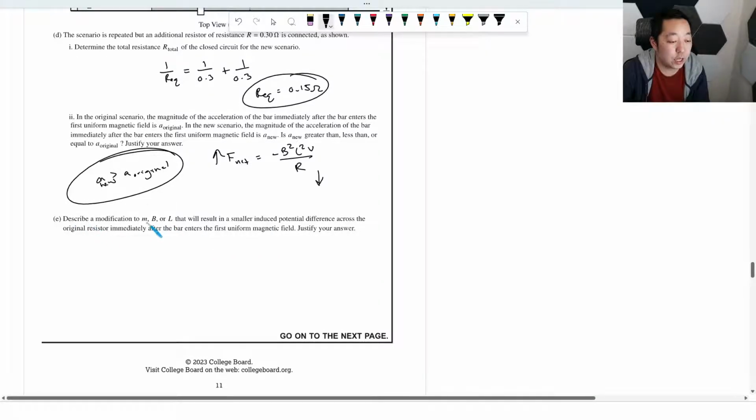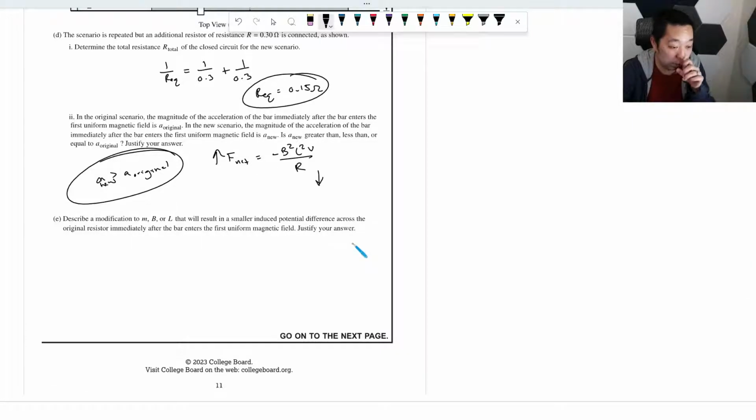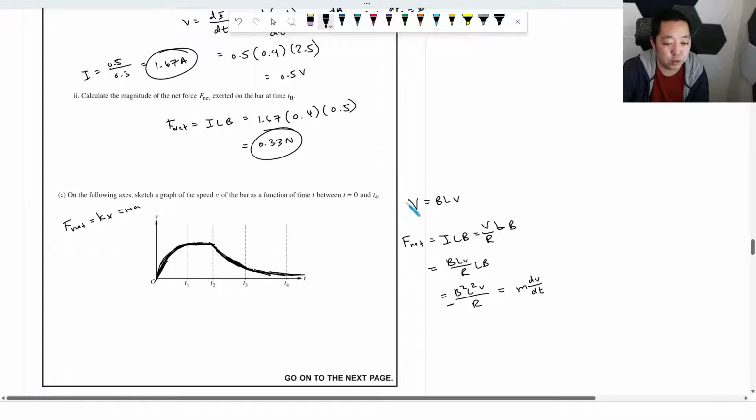Describe a modification to m, B, or L that results in a smaller induced potential difference across the original resistor immediately after the bar enters the first magnetic field. Justify your answer. Smaller potential difference. Okay, where would our potential difference come from?